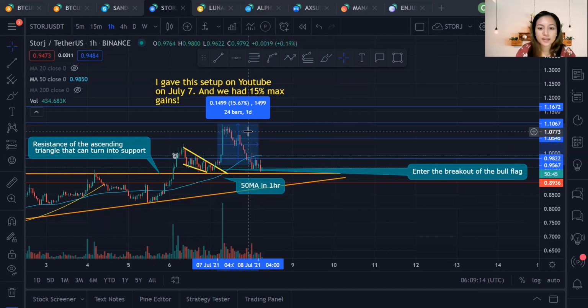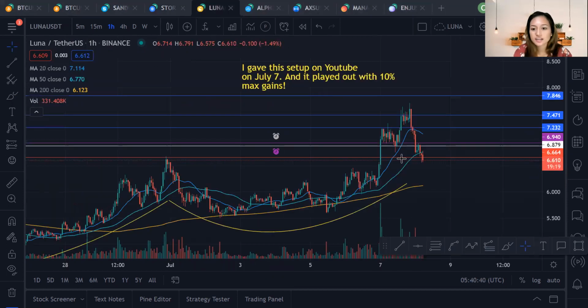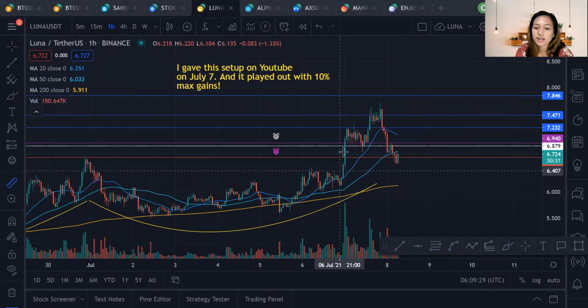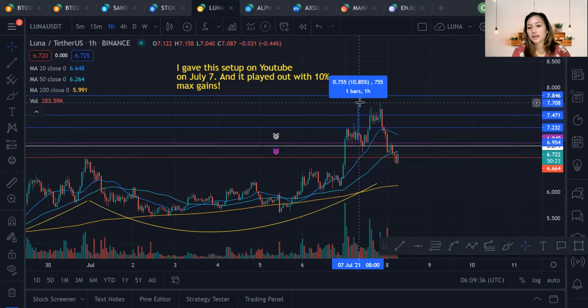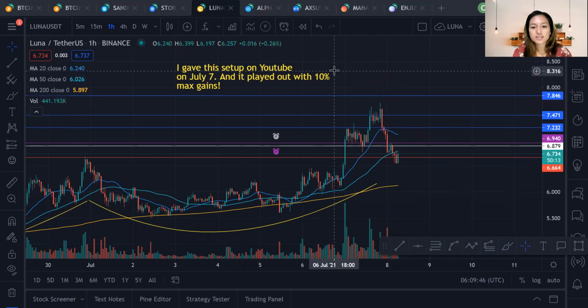Another setup that I gave you yesterday is LUNA. Anyone who remembers this setup? I told you to set a buy limit around the purple line, and we hit 2 targets, nearly all the targets, but it's okay. We hit 2 targets from there, and we got around 10% gains. That's not bad for a daily trade. Now let me share just 2 more setups that I want you to see.